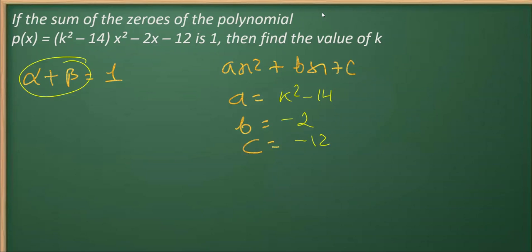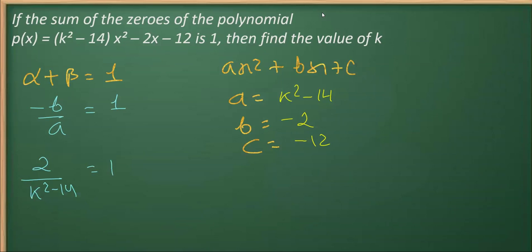Now we are given the sum of the zeros, and what do we know? The sum of the zeros is given by the formula minus b by a. Minus b by a is equal to 1. I substituted alpha plus beta as the sum of the zeros, which is minus b by a. Now replacing b, which is minus 2, so minus of minus 2 is plus 2, and a, which is k square minus 14. This is 2 over k square minus 14 is equal to 1.